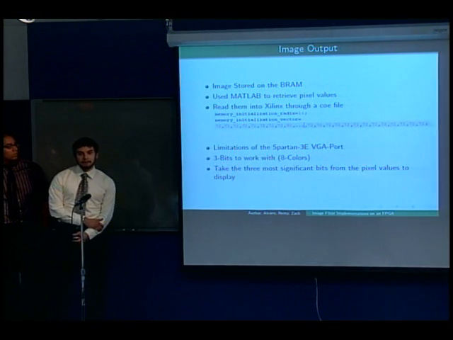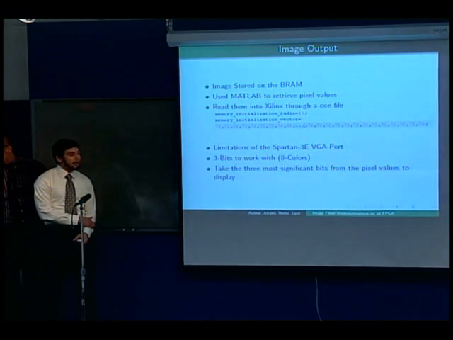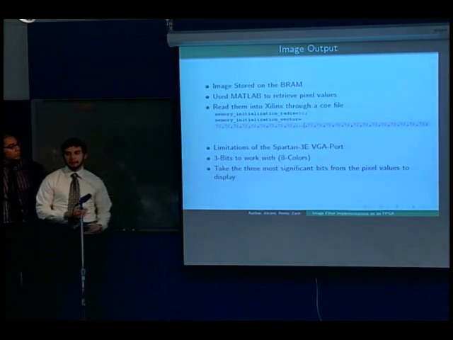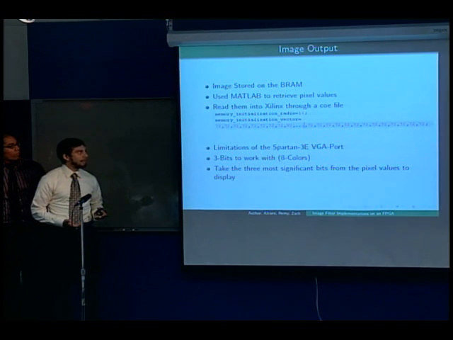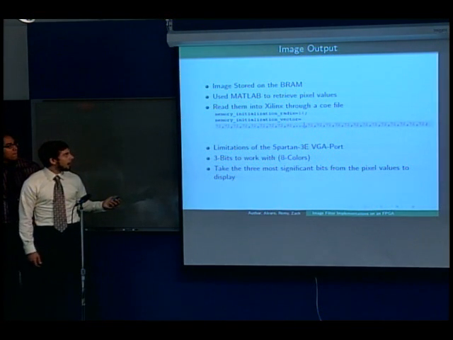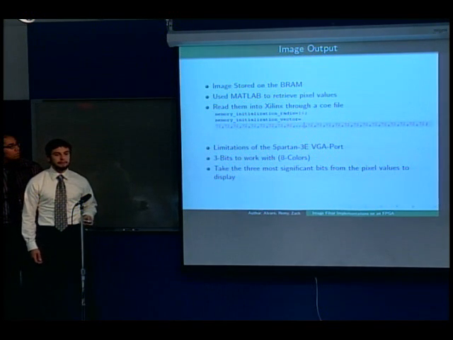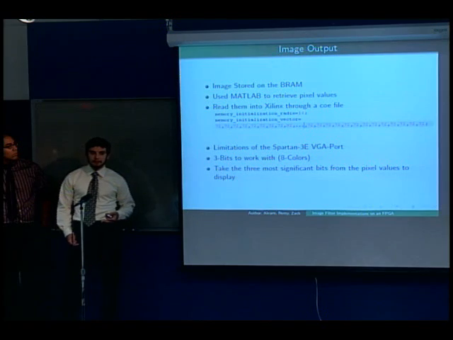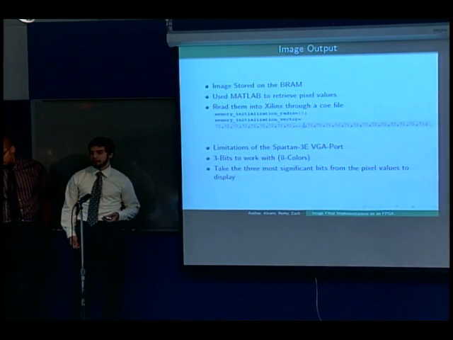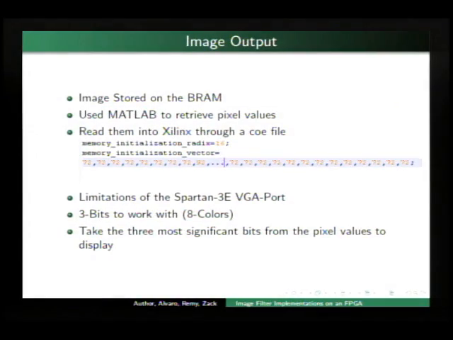So the image output for the FPGA is stored in the DRAM, and we use MATLAB to receive the pixel values each time we had a new image we wanted to test. And we read them into Xilinx through a COE file, and here that radix number is what base the pixel values are in. Here we're working with hexadecimal values. And there were some limitations on the Spartan 3 VGA port, and you'll see that when we show a demo. It only has 3 bits for each color, for each line, so we only get 8 colors to work with. So we just took the 3 most significant bits of each pixel to then display them through VGA.